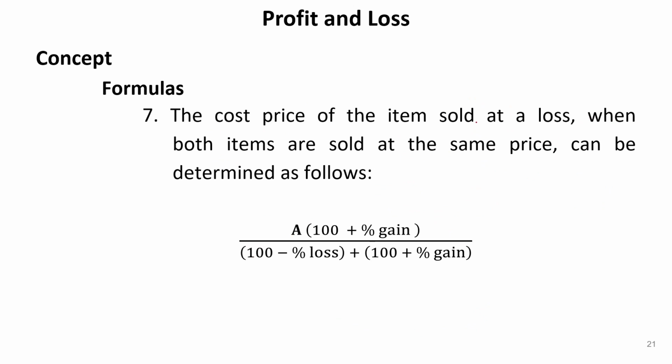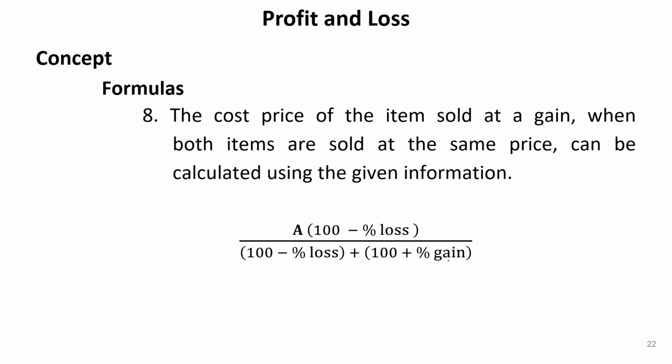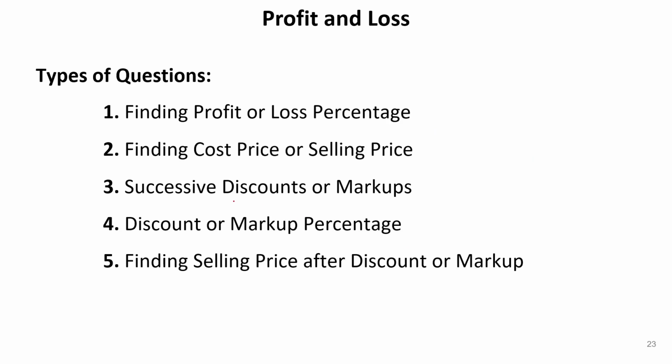So the cost price of the item sold at a loss, when both items are sold at the same price, can be determined as follows. That is A into (100 + percentage gain) whole by (100 - percentage loss) plus (100 + percentage gain). So the 8th kind of formula will be the cost price of an item sold at a gain when both items are sold at the same price. So can be calculated using the formula what? A into (100 - loss percentage) whole by (100 - loss percentage) plus (100 + gain percentage).